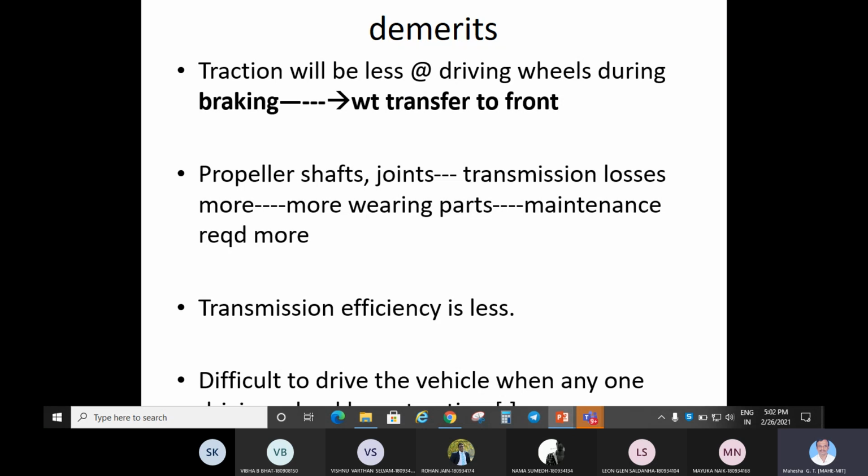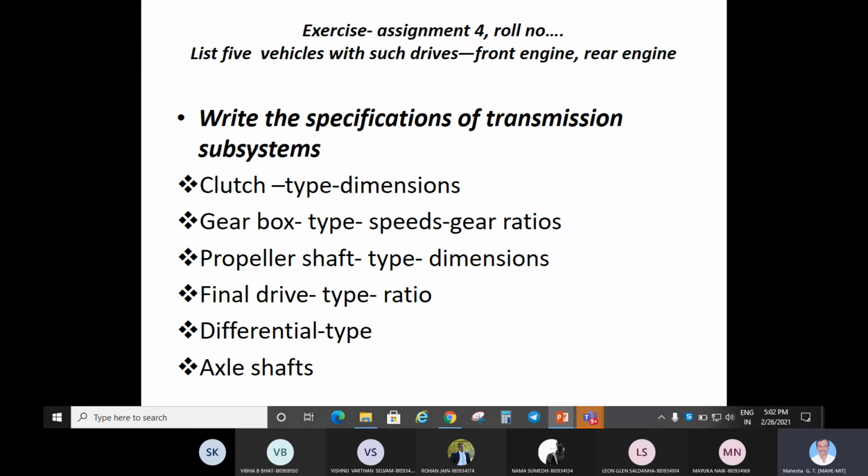Suppose traction is lost due to some slippery surface or something like that, in which case coming out of that will be somewhat difficult with such a type of drive, because this drive pushes the vehicle rather than pulling the vehicle. So pushing the whole weight will be somewhat difficult rather than pulling. These are some of the disadvantages.